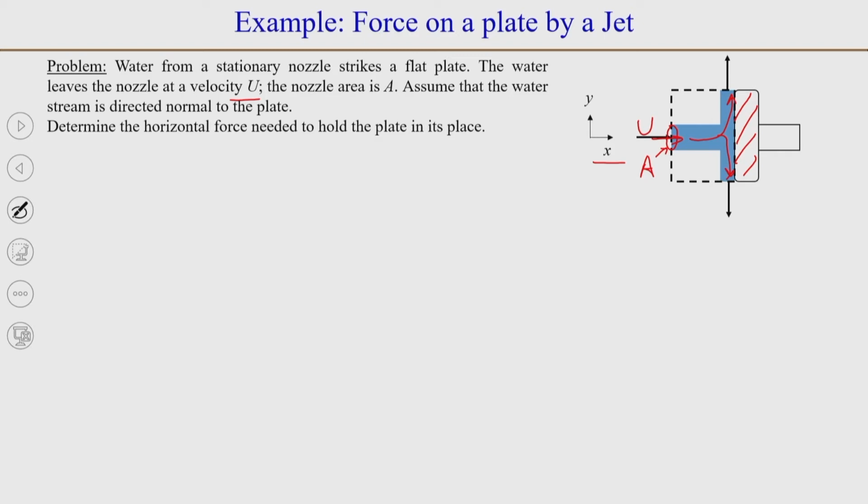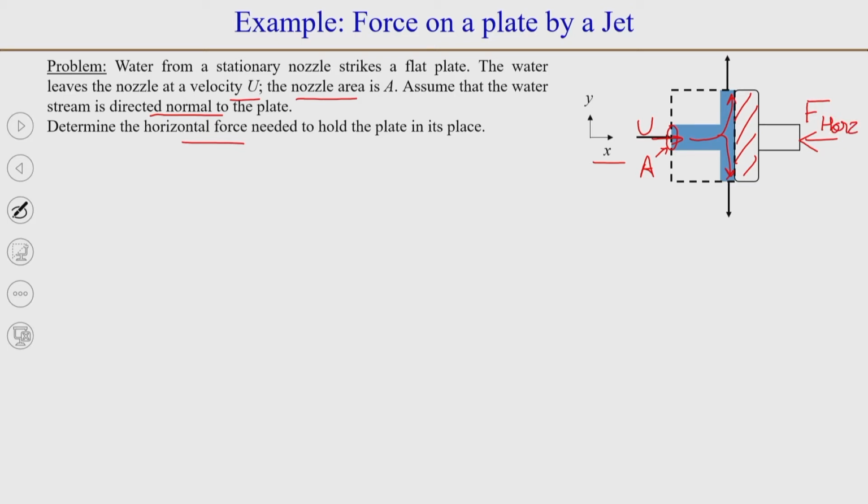Of course, the intrinsic assumption here is that the nozzle area and jet area both are equal, and we assume that the water stream is directed normal to the plate. So, it is normal to the plate. Now, what we need to find out is the horizontal force that is required to hold the plate in place. So, the force that is required to hold the plate in its place.